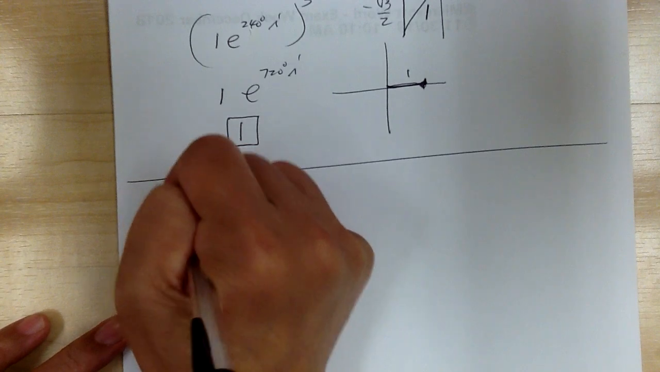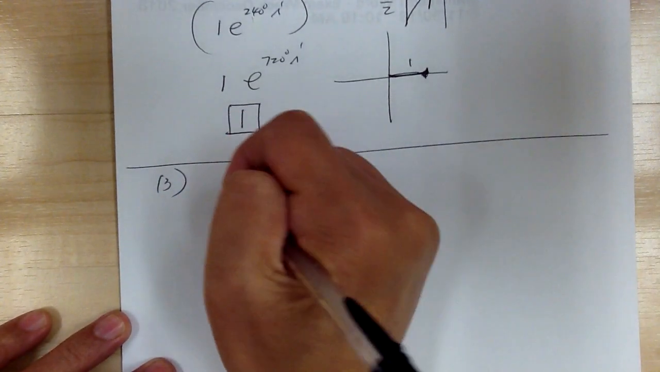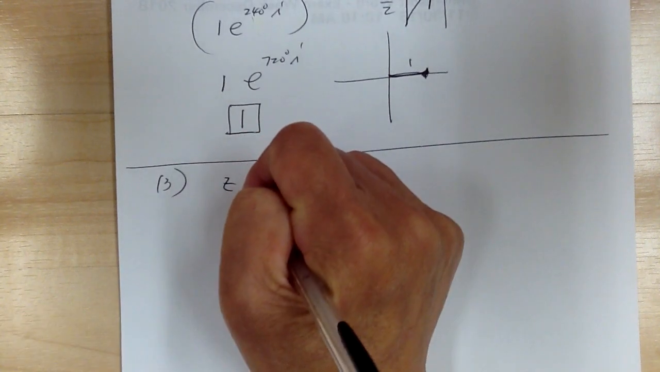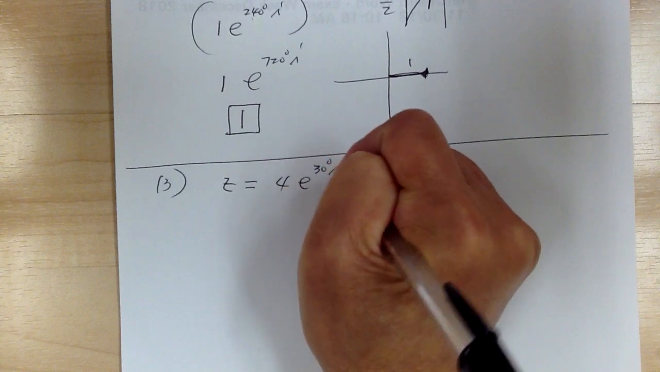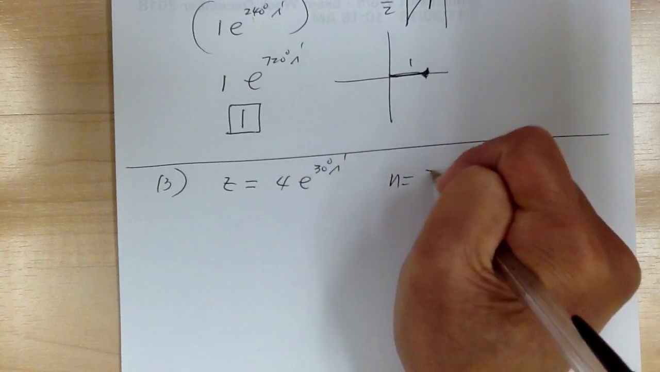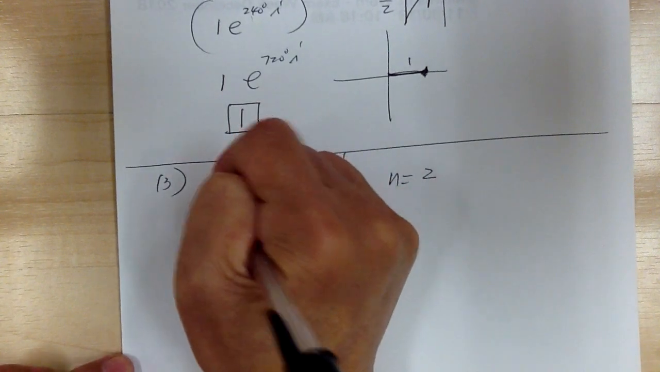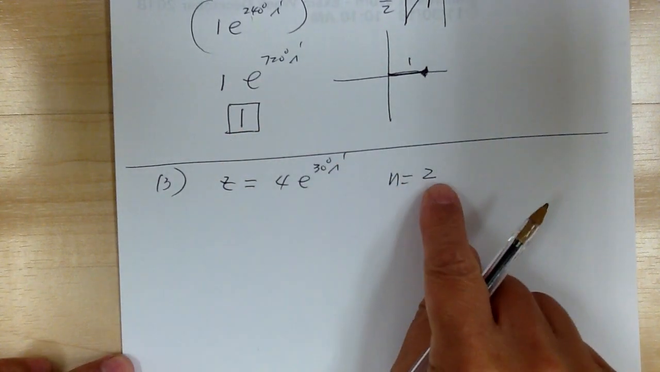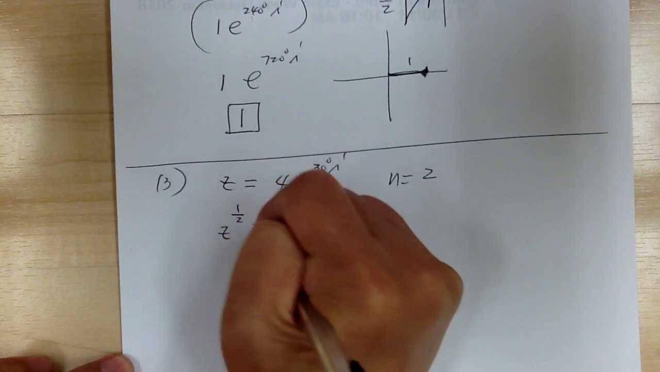Okay, let's go to 13. You're looking for the roots. So you have z equal to 4 e to the 30 degree i, and n equal to 2. You're looking for all the roots, the nth root. So when n equals 2, it means you're looking for z to the 1 over n, or 1 over 2.